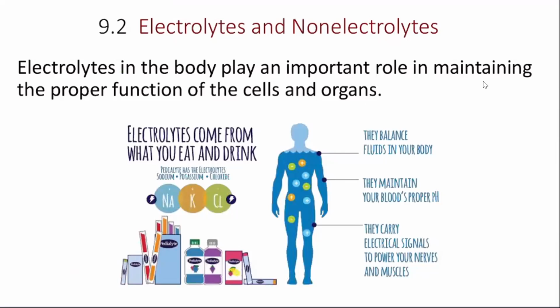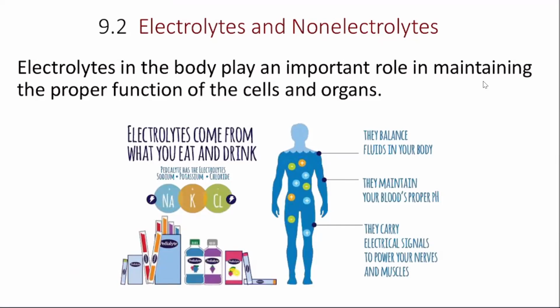Now, understand that electrolytes are very important, because electrolytes play important roles in maintaining proper function of cells and organs. As you can see, they balance the fluids in your body. They maintain your body's proper pH, which we're going to learn in chapter 10 tomorrow. I should define pH as the concentration of hydrogen ion in a particular solution. Because many of the biomolecules in the body work at a particular pH, we have to watch the pH. And lastly, electrolytes also carry electrical signals to power the nerves and even muscles.